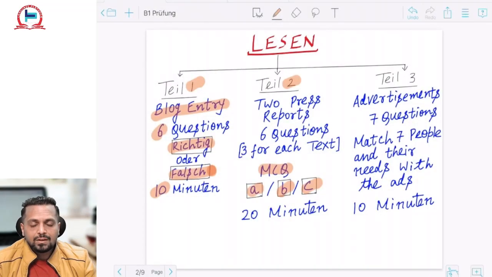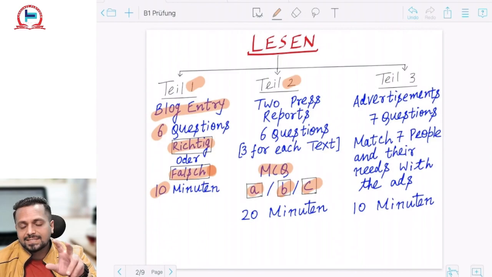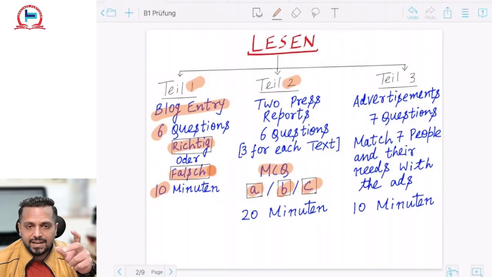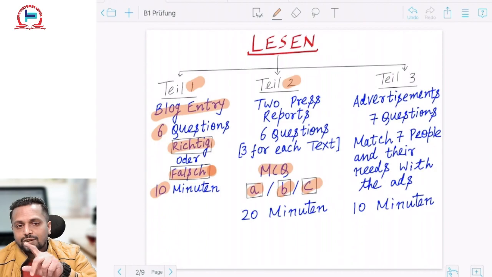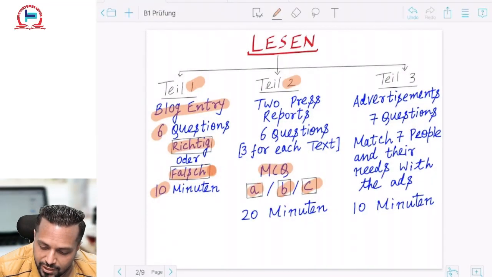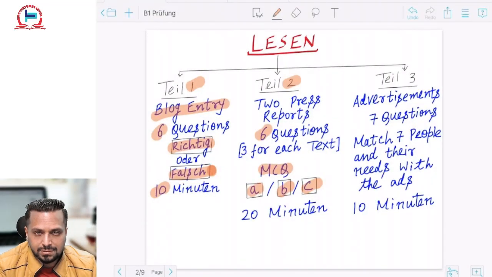So in totality, like I said, there are 3 questions for 1 text and there is another press report which has 3 questions. So in totality, there are 6 questions. And the time allocated is 20 minutes for this Teil. Moving on to Teil 3.